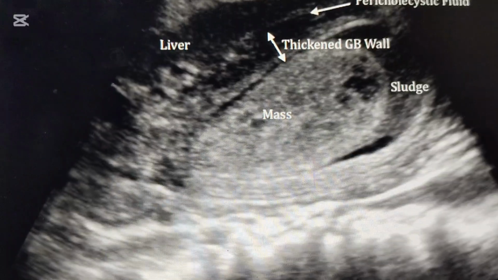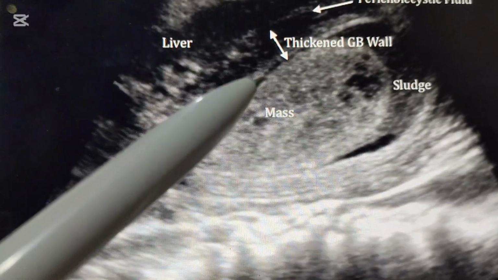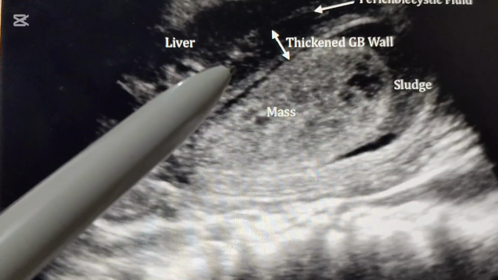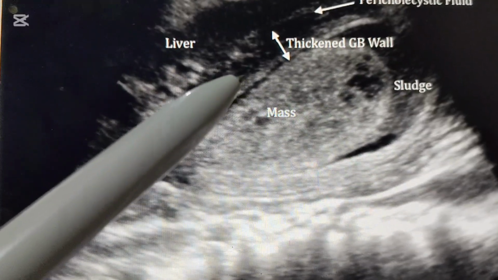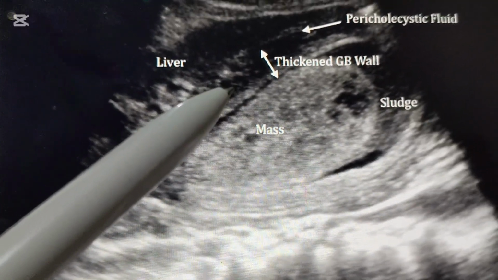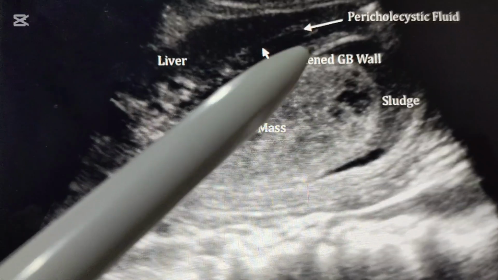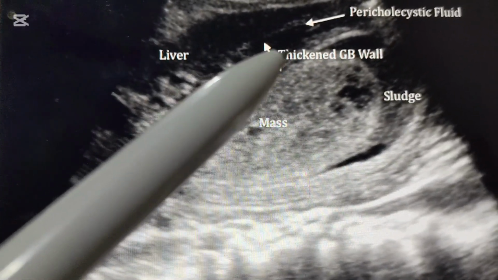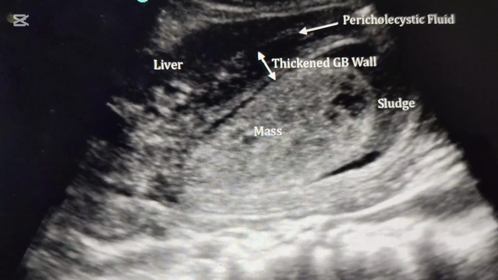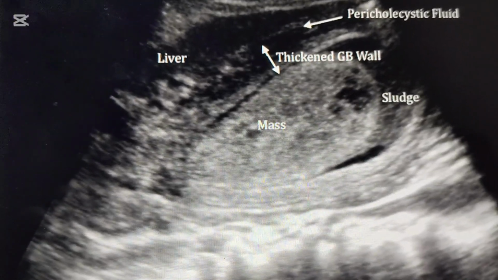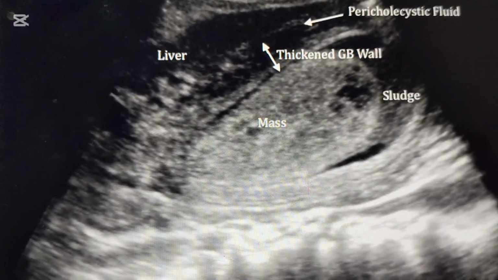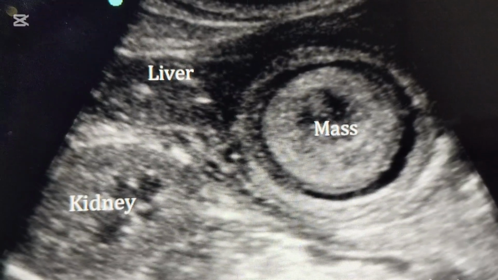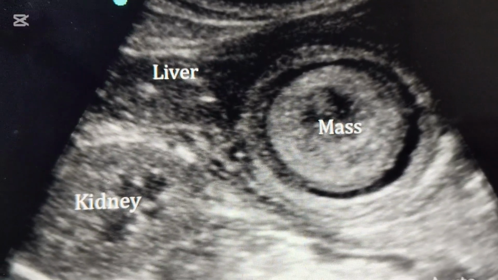Now if you look, the GB wall is edematous and thickened. If you find any pericholecystic fluid, you can see this is a pericholecystic fluid. If the GB wall is more than 10 mm, we call it cholecystitis. So this is a GB mass. This is another lesion showing GB mass.